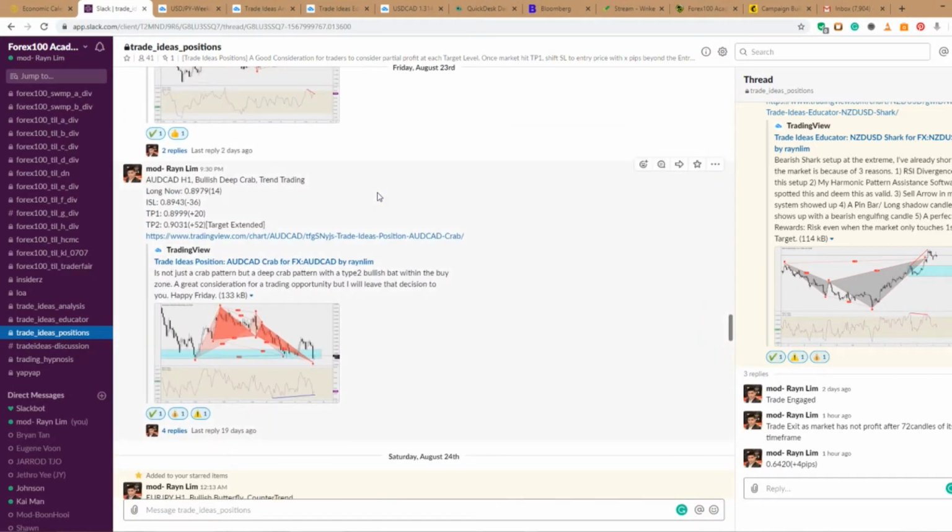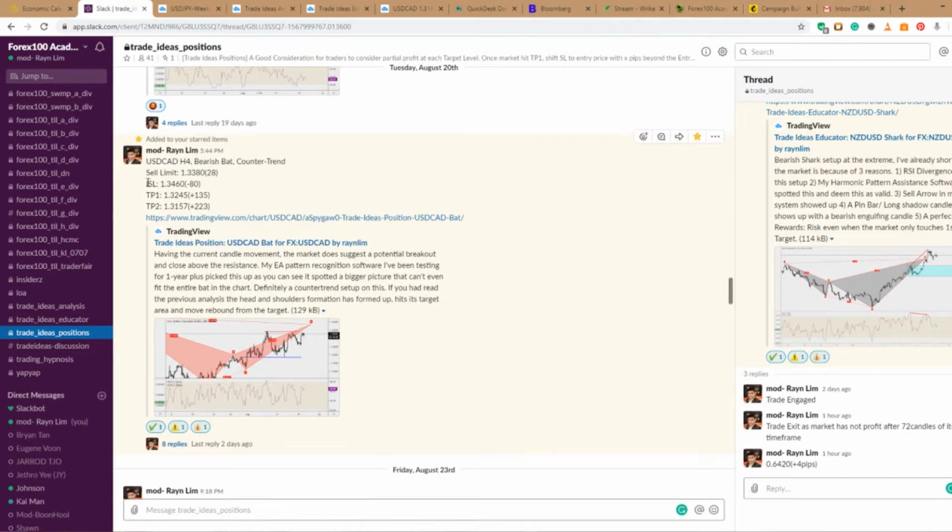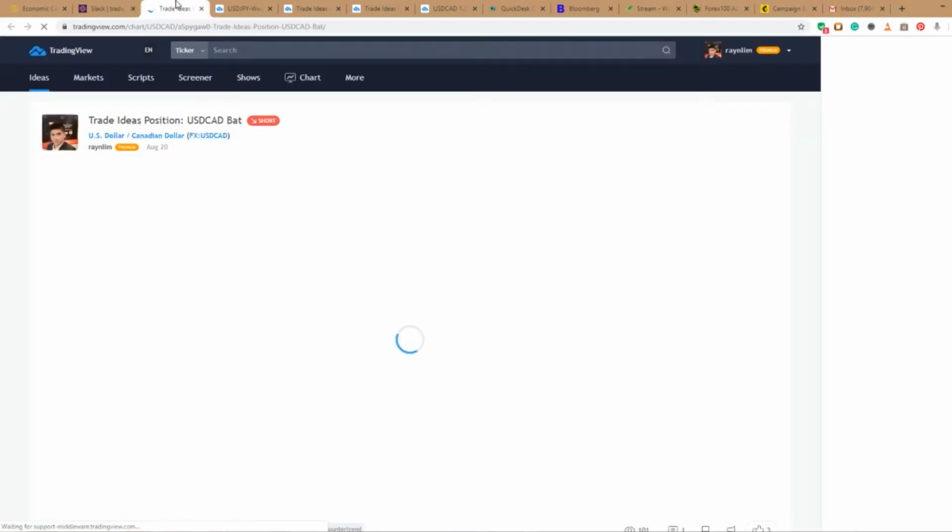Okay, and most importantly, you also get to see how I plan out my trade, how I can put an 80 pip stop loss and aim for 135 and 223 pips of profit. So look at my final take profit level, 1.3157. Remember that figure.